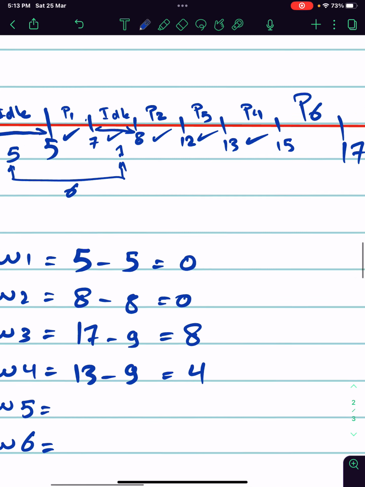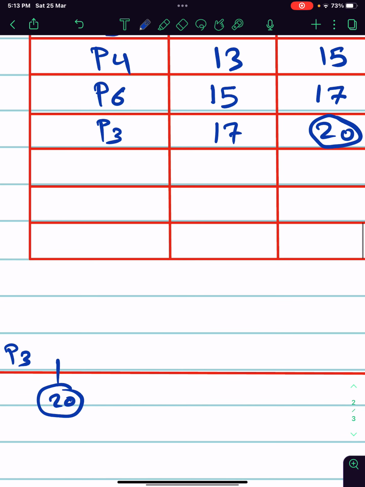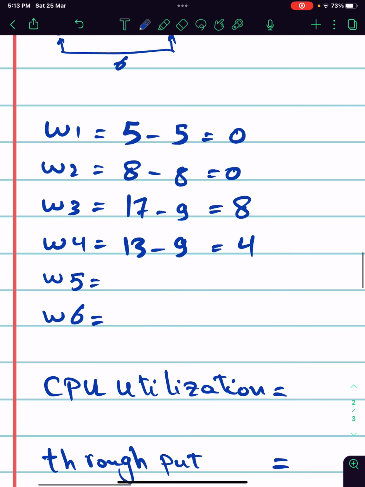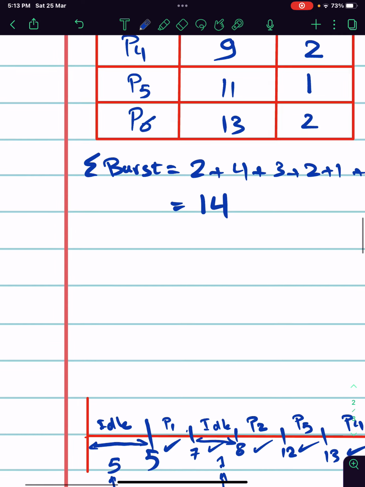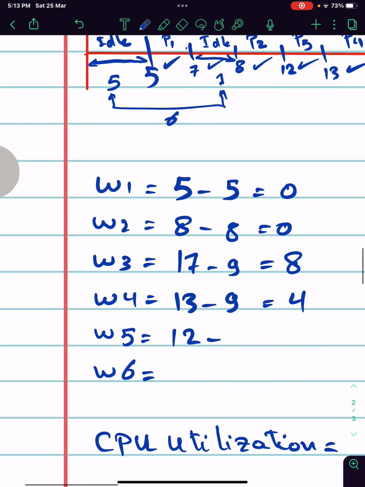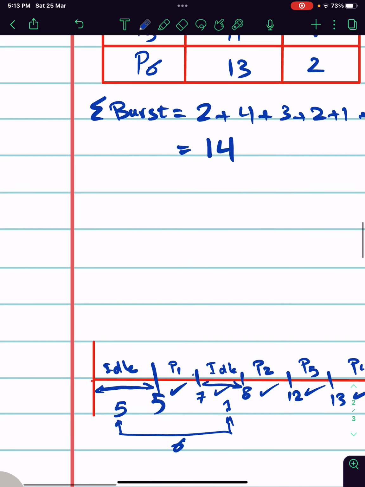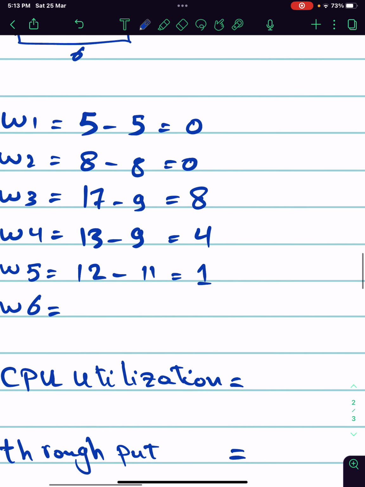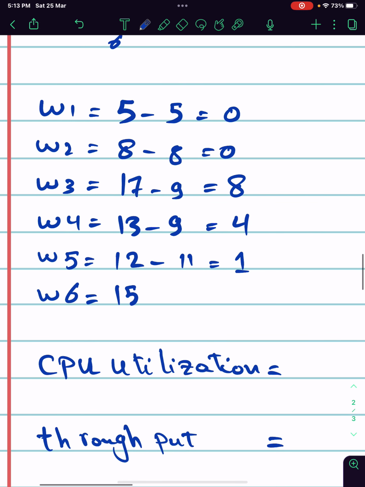All right, and then W5, which is for waiting time 5. It started at time 12, and it arrived at time 11. So the waiting time here is 1. P6 arrived at time 13. It worked at time 15. So 15 minus 13, that would be a 2.